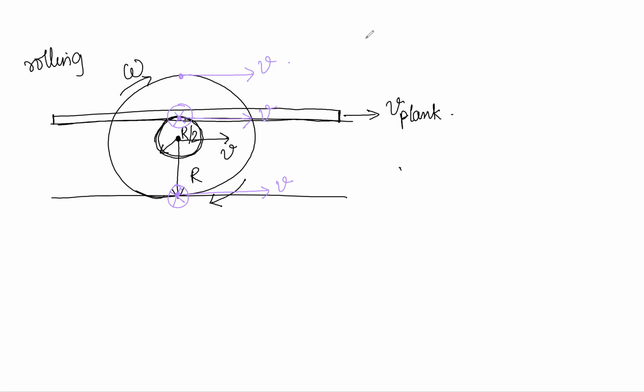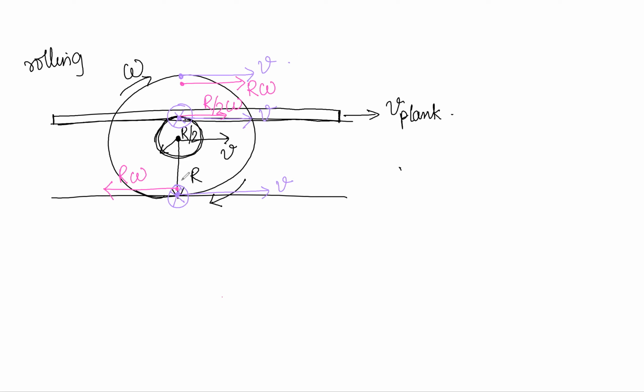In addition to this, the roller is also rotating. So because of the rotational motion, this is going to have a speed of r omega. This point is going to have a speed of r divided by 2 omega. And this bottom point is going to have a speed in the backward direction of r omega. Why? Because this entire thing is rotating.